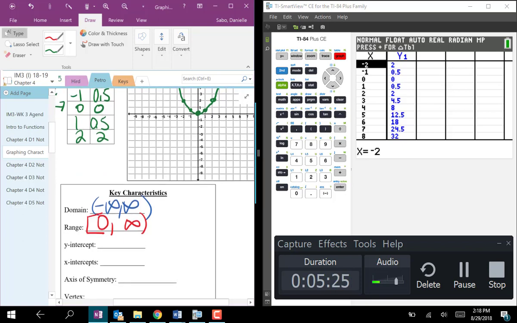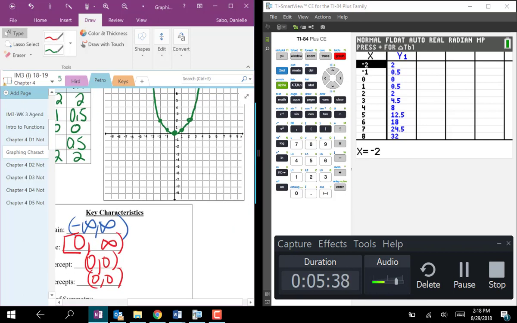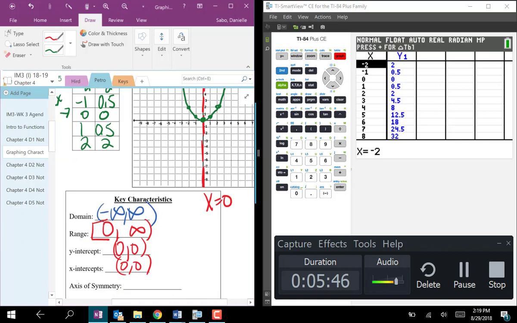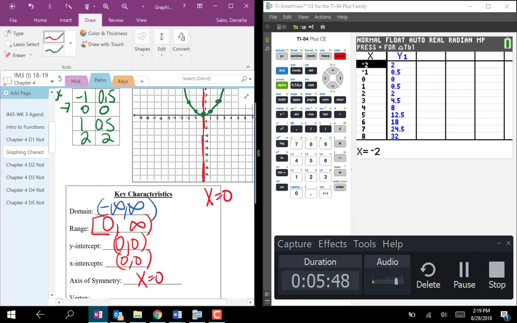My y-intercept is pretty straightforward. Where's it across the y-axis? Good. 0, 0. And same thing with the x. My axis of symmetry is the line that you can draw down the middle of your parabola. So I'm going to draw it down the middle because I feel like a lot of people get this part confused. It is 0. X equals 0 is my axis of symmetry. It's that dotted line down the middle.